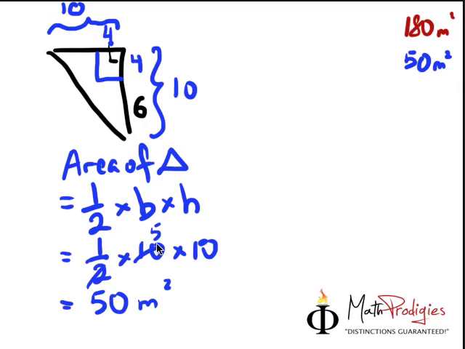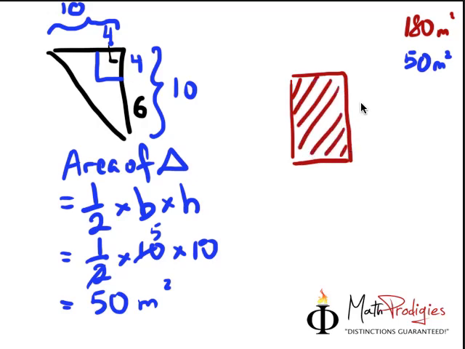Now let's imagine that we have this rectangle over here, okay? Let's use a different color. Let's use color red. We have a rectangle over here, okay? Let's color it. This is 180 meters squared, right? And let's take the blue color for 50 meters squared and we draw a triangle.